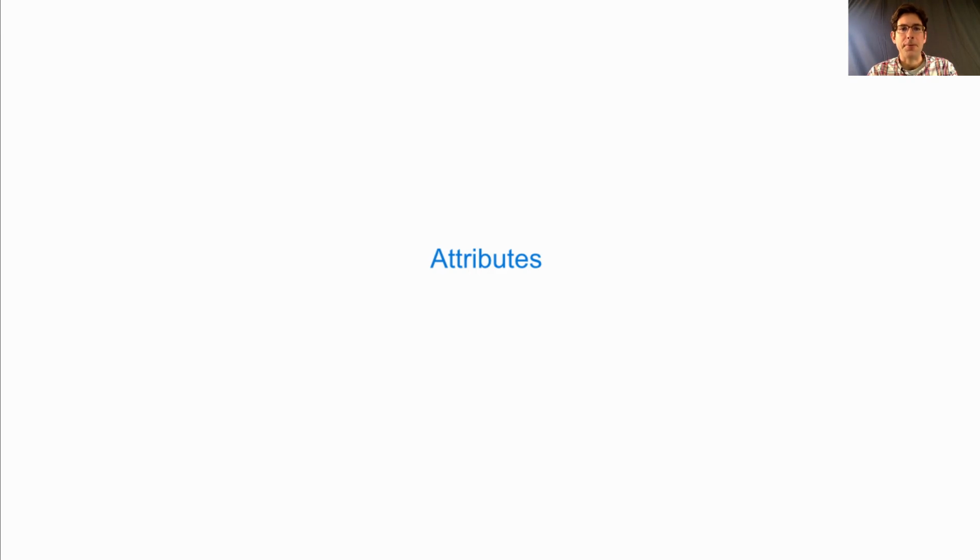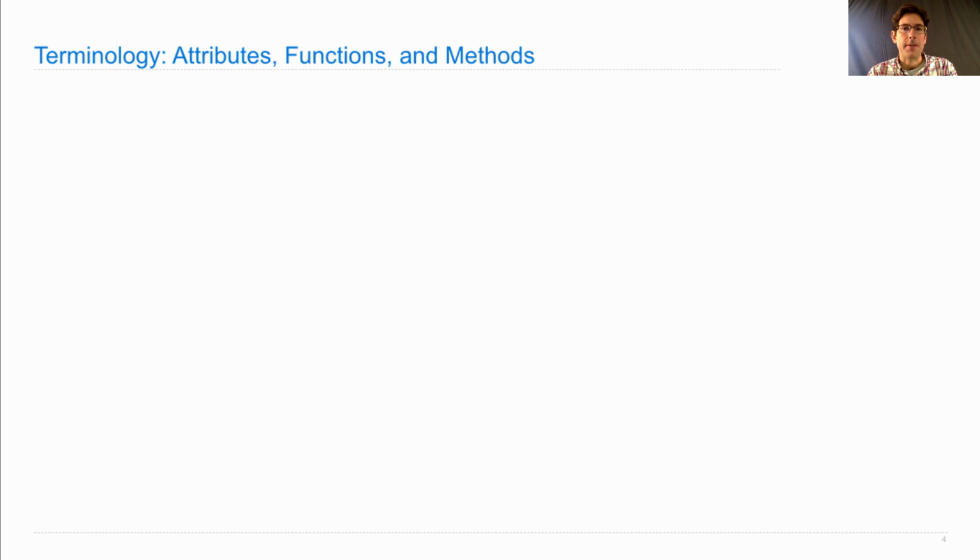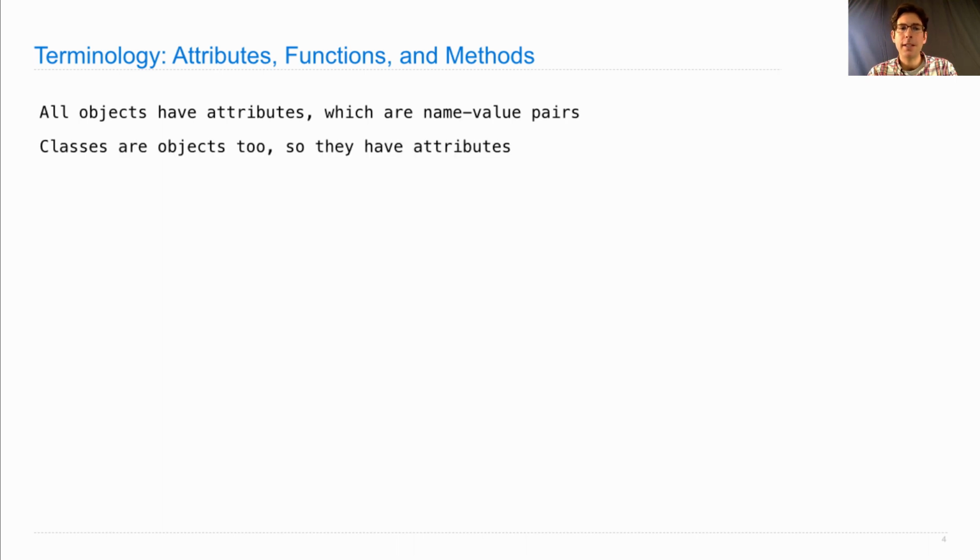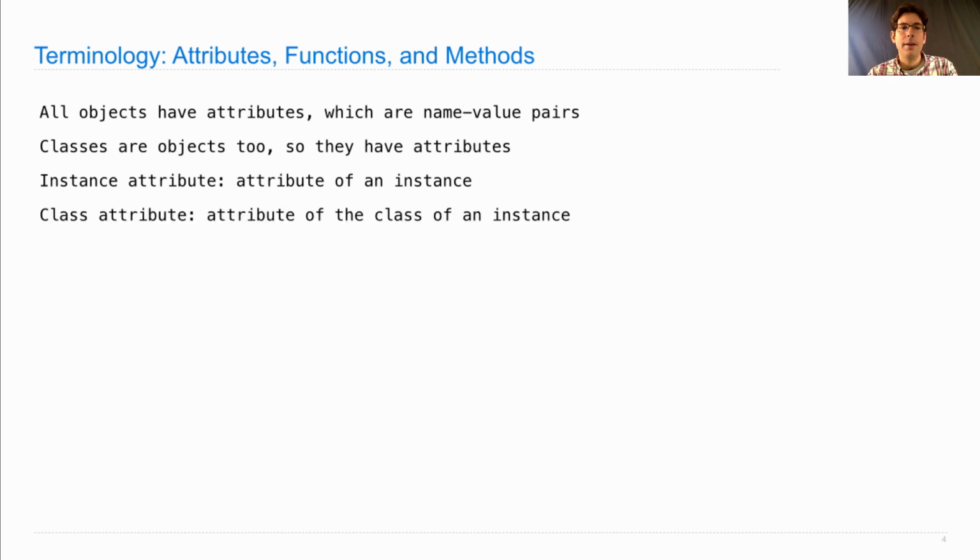Let's recall attributes. Attributes are part of objects, and there's all this new terminology about functions and methods and attributes. I'd like to just review it. So all objects have attributes, which are name-value pairs. Classes are objects too, so classes have attributes. An instance attribute is the attribute of an instance of a class. And a class attribute is the attribute of the class of an instance. So there's two different places you could find an attribute, in its instance or in its class.